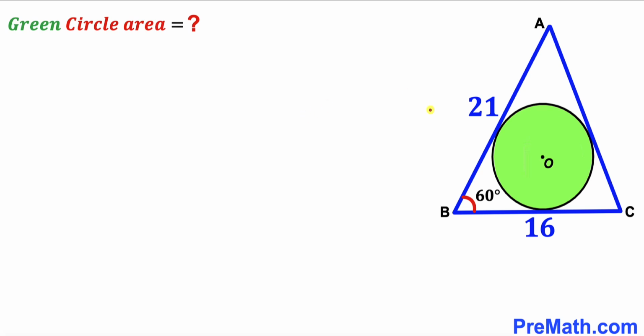Welcome to PreMath. In this video, we have this green shaded circle with center O fully inscribed in a blue triangle ABC, as you can see in the given diagram, such that the side length AB of this blue triangle is 21 units, whereas this side length BC is 16 units. Moreover, this angle ABC is 60 degrees. Our task is to calculate the area of this green shaded circle.